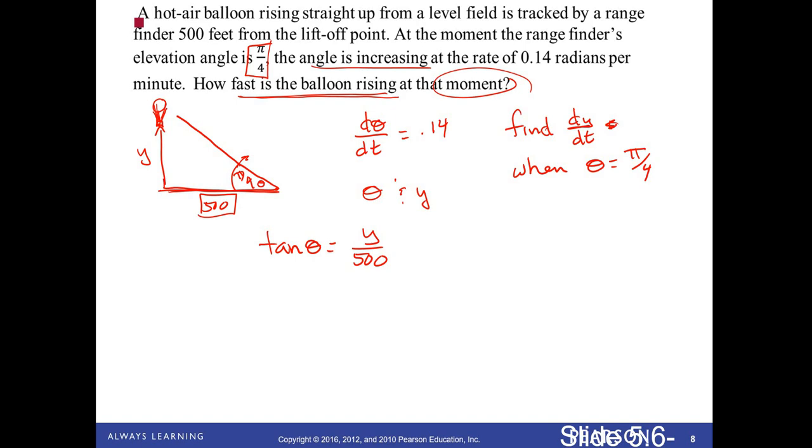Okay? So I'm ready to differentiate. Secant squared theta d theta/dt equals 1/500th of dy/dt. And I know that. So I want to find all of this. I've got my derivative. Now I plug in what I know. I know d theta/dt. This is the instant when I am finding this, so I'm going to use pi over 4. Secant squared of pi over 4 is 2.